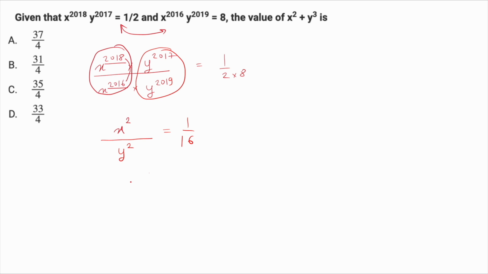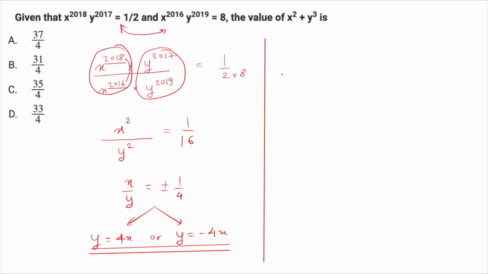Now I'll take square roots on both sides. I will get x upon y is equal to plus or minus 1 by 4. So this gives me two possibilities actually. When you cross multiply, you will get y is equal to plus 4x, or you will get y is equal to minus 4x. We'll consider both the possibilities.